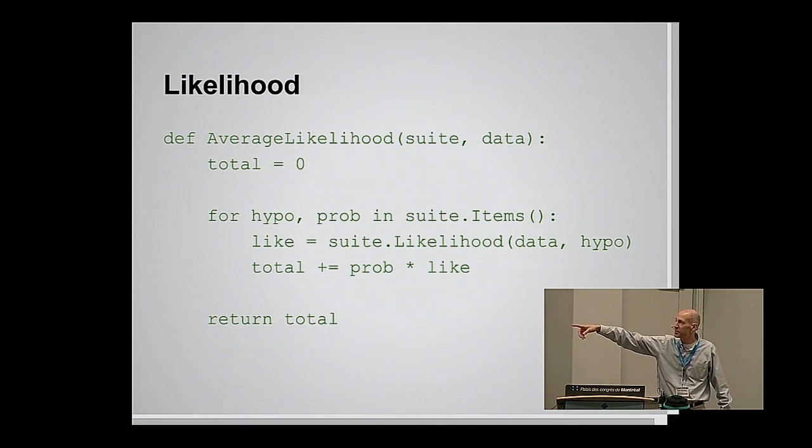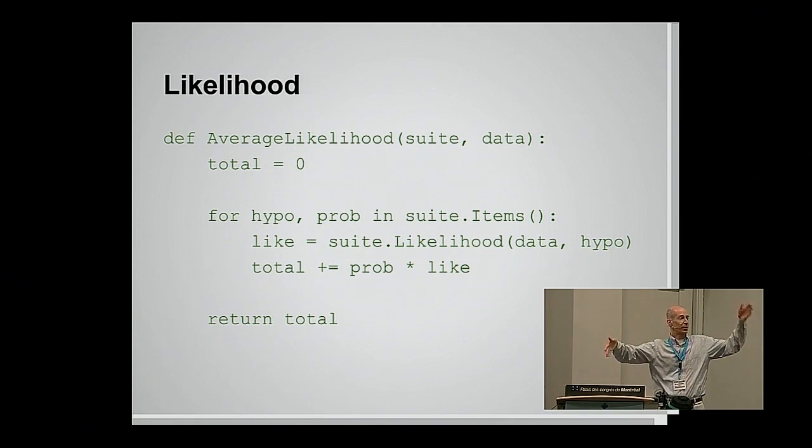I'm going to do that just by looping through each hypothesis. I'm going to compute the likelihood of the data under each hypothesis, and I'm going to compute the weighted average, where I take the likelihoods, multiply by the probabilities, and add up the total. So if there's only one hypothesis in your suite, then this loop only runs once and evaluates one likelihood. You could have two hypotheses and give them a 50-50 balance, whatever you want to do. Okay?